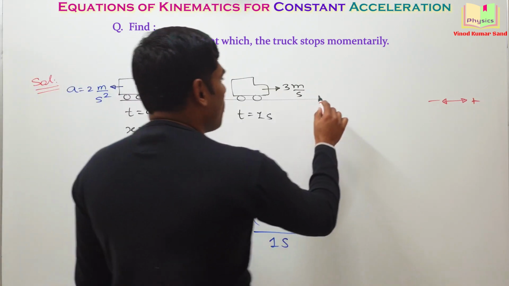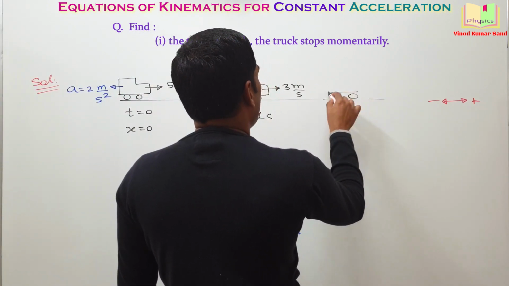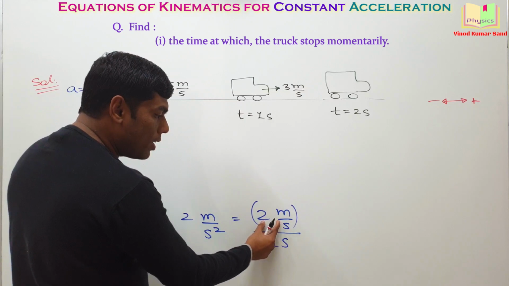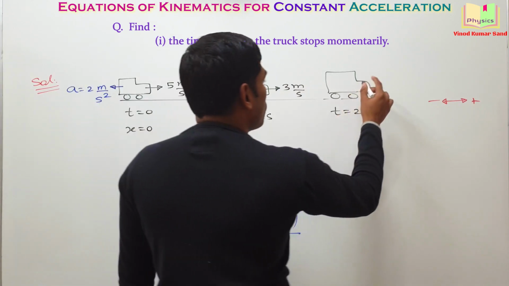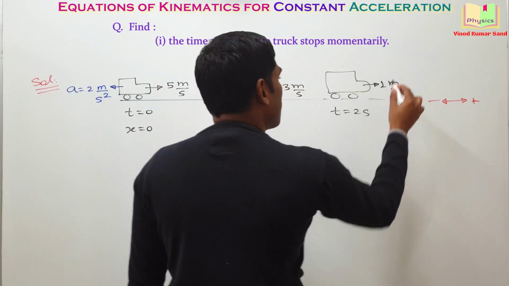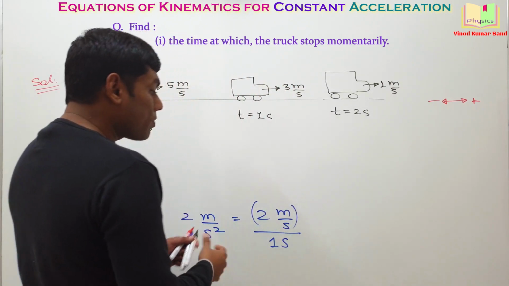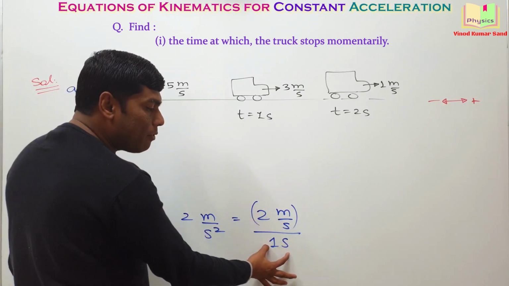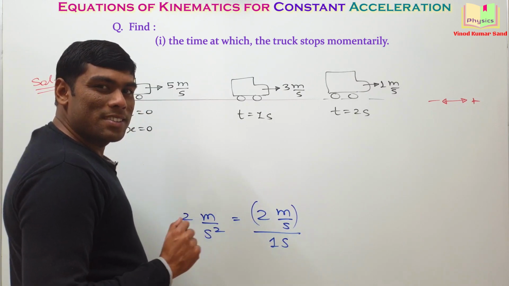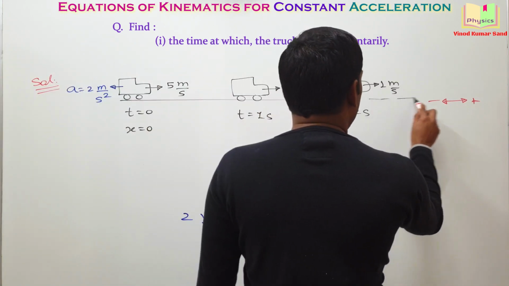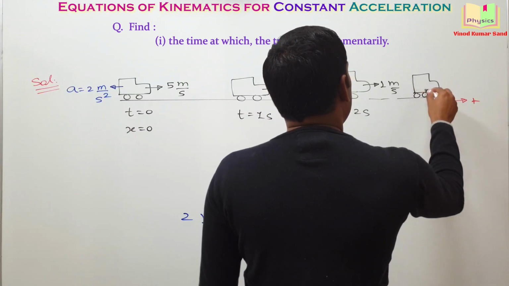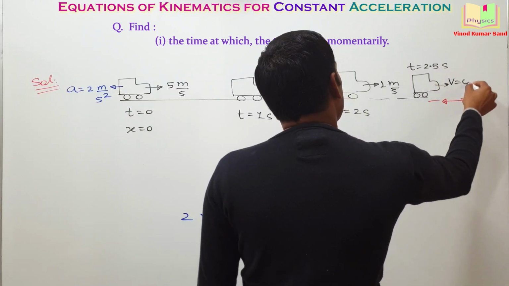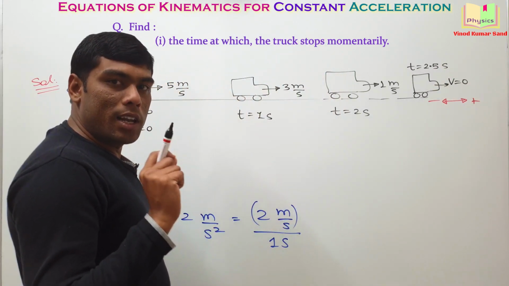If I ask you what is the velocity at t is equal to 2 second, what should be your answer? Again it will reduce by 2 meter per second in 1 second, so the remaining velocity here will be 1 meter per second. And in 1 second, if the velocity is reducing by 2 meter per second, then in half second, velocity will reduce by what amount? 1 meter per second. So in the next half second, at t is equal to 2.5 second, the velocity will become 0 momentarily.